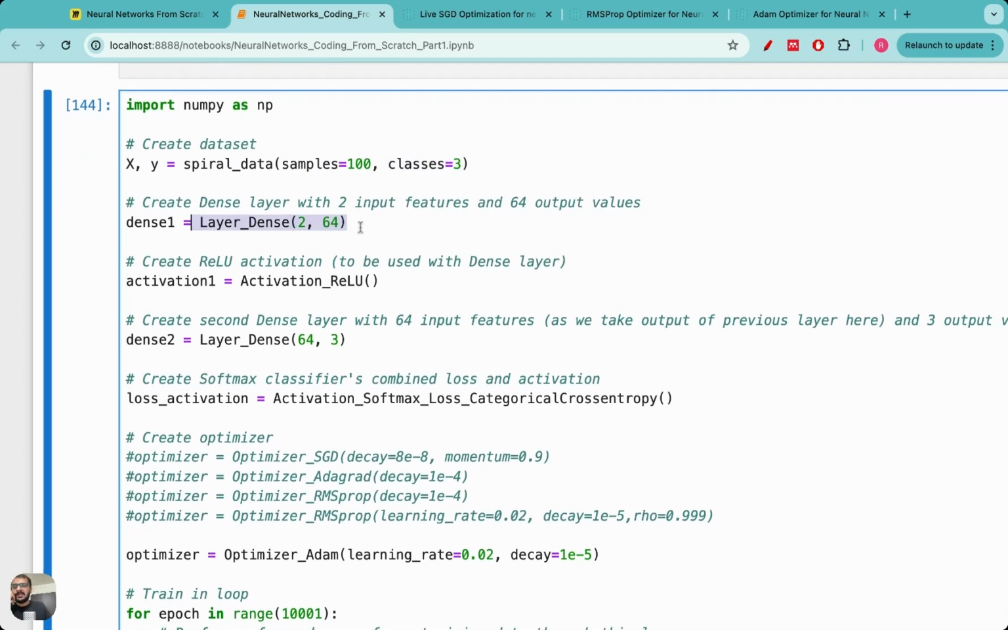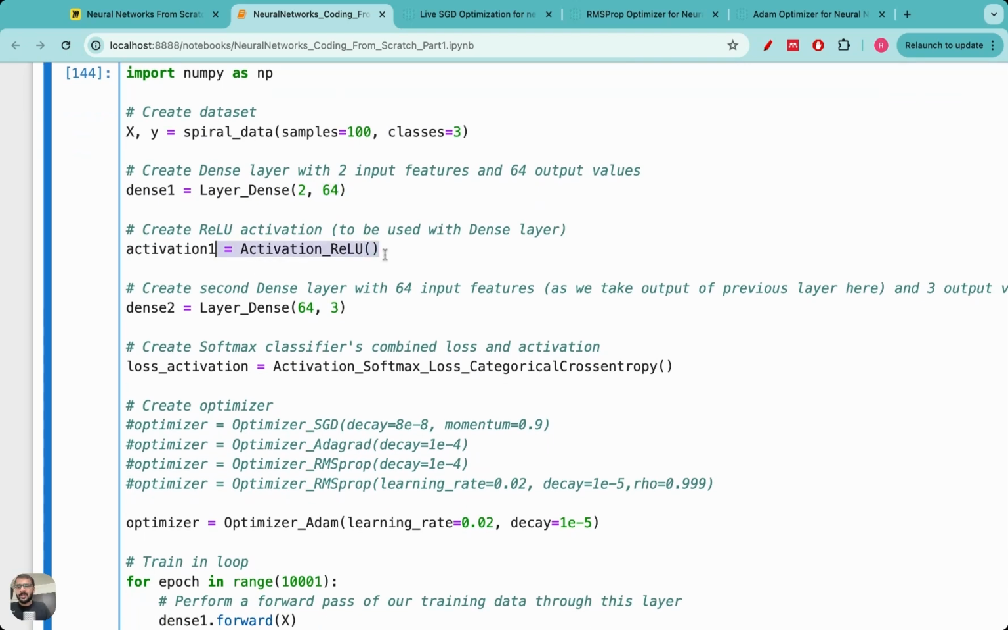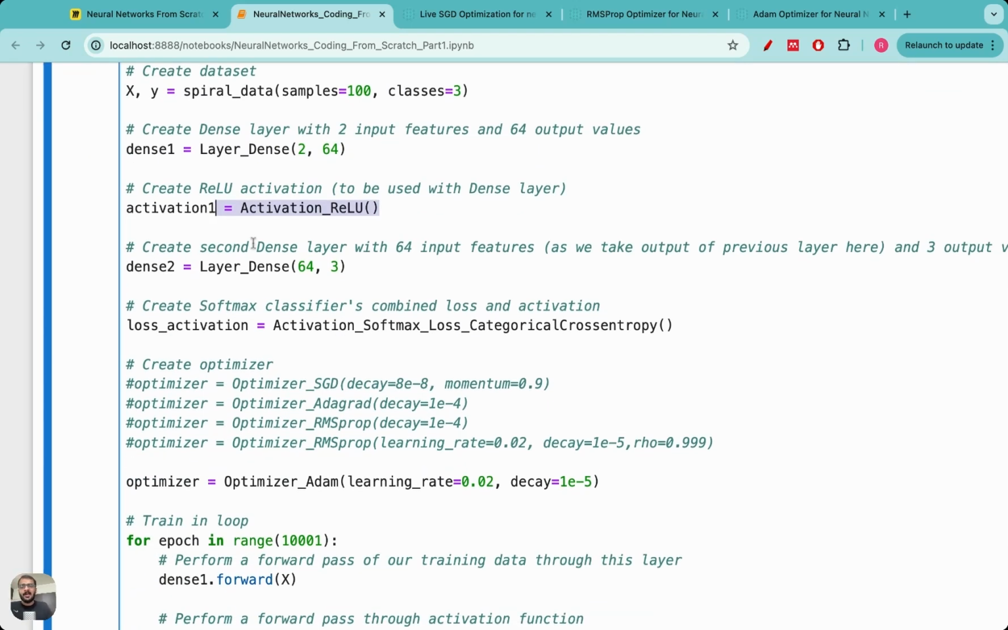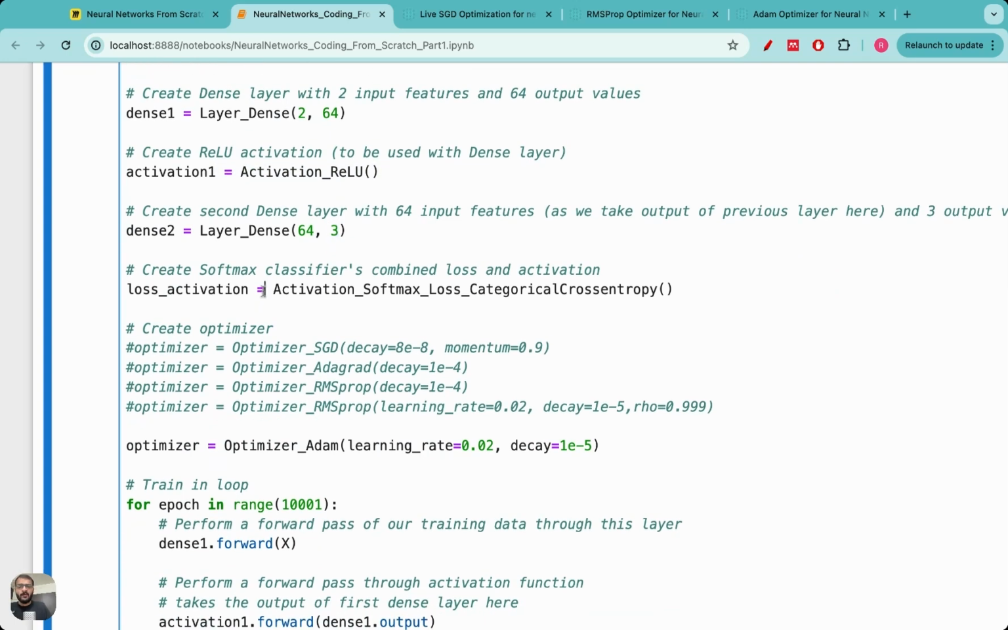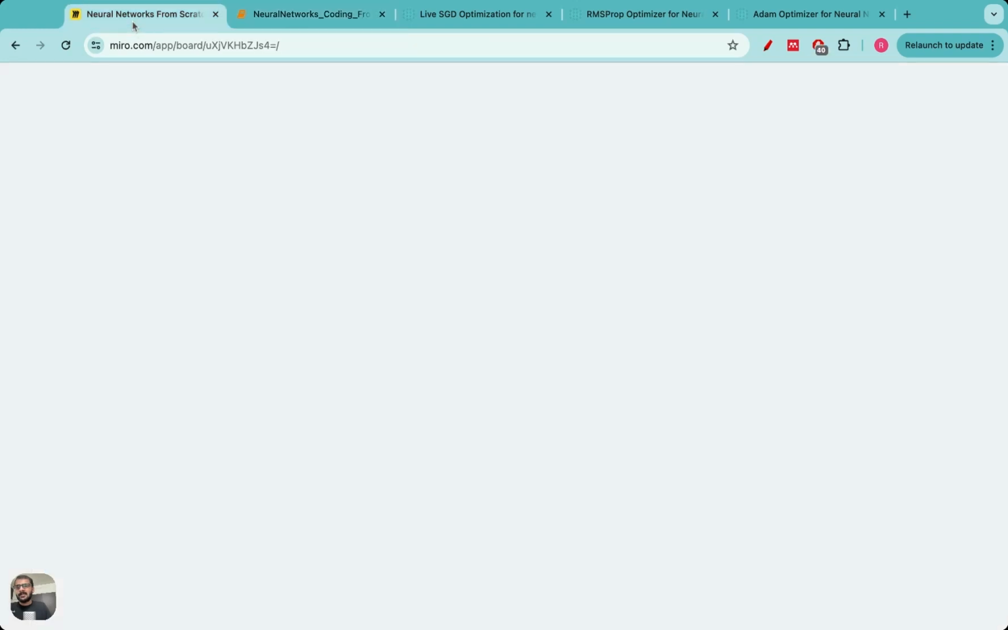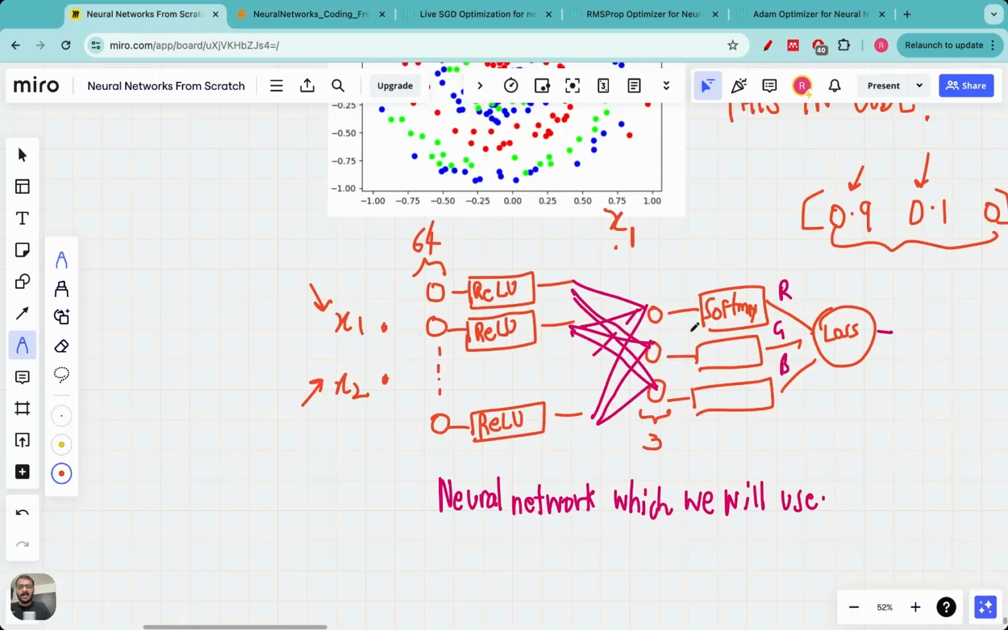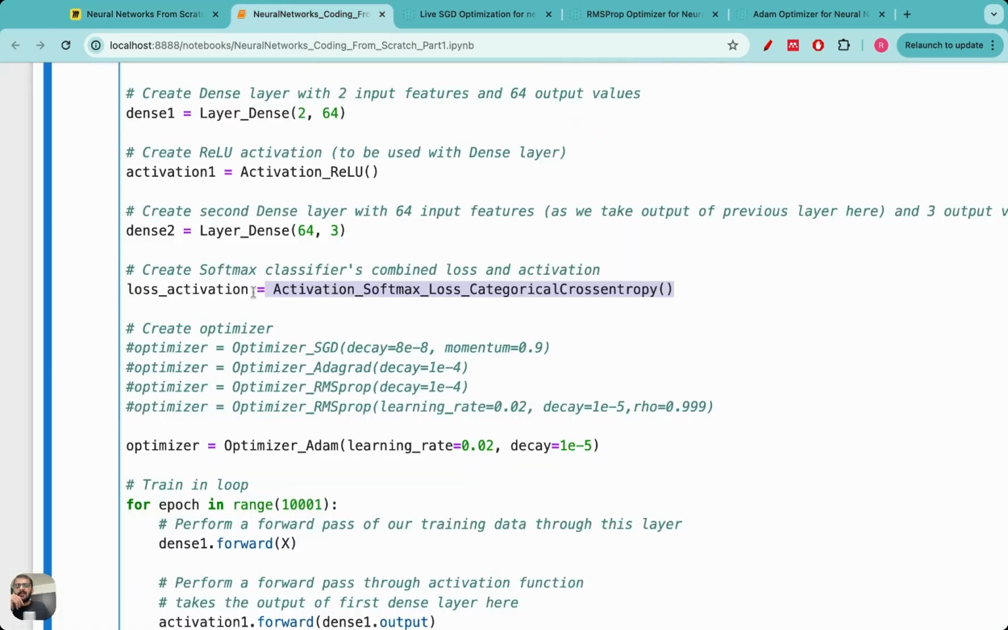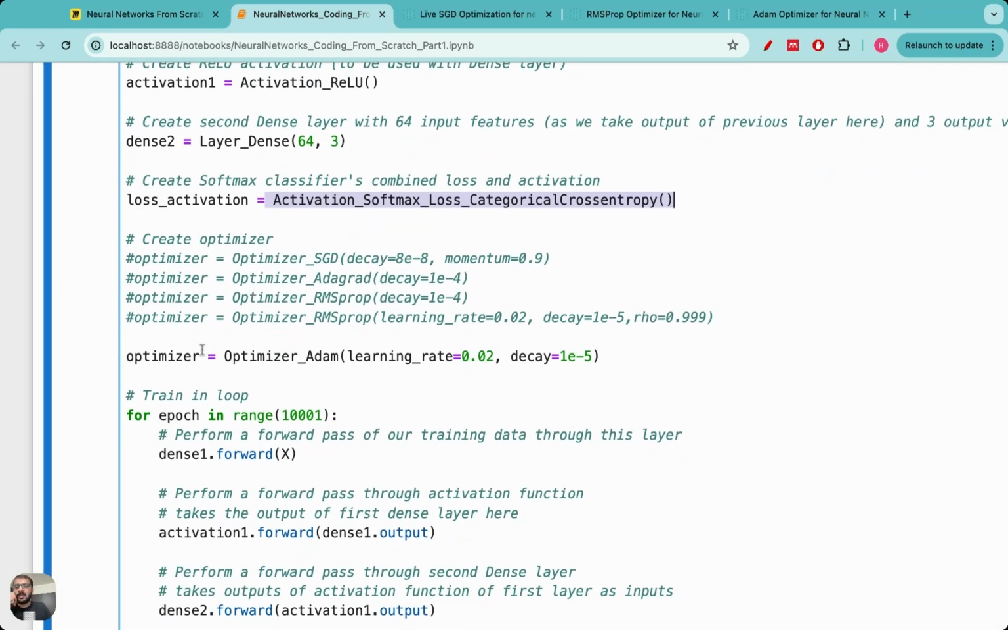Then we create the first layer. The first layer has 2 inputs and 64 neurons. We chain it with the ReLU activation function. Then we create the second layer, which has 3 neurons. Then we chain it with the softmax and the categorical cross entropy loss. This is exactly following the architecture which we have drawn on the whiteboard over here. Once we have written up till this part, we have to specify the optimizer.